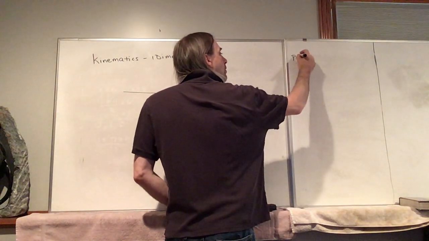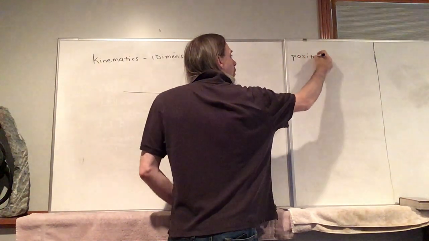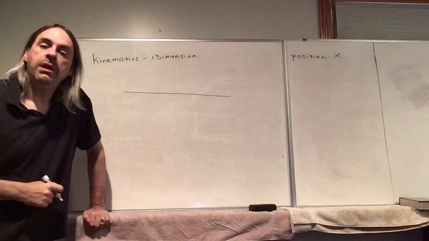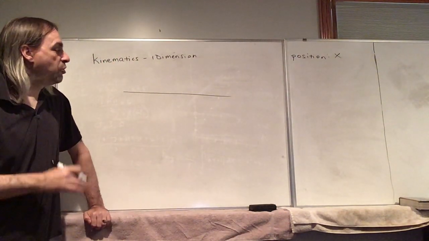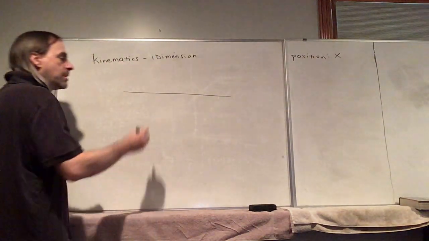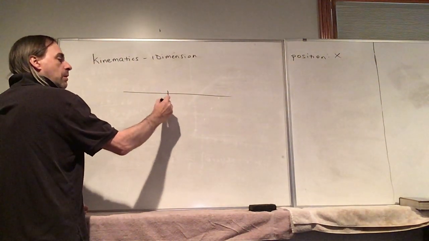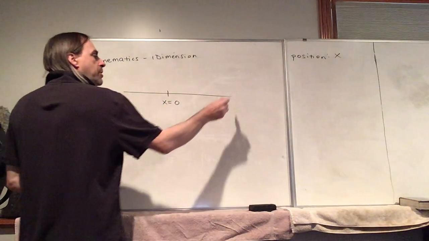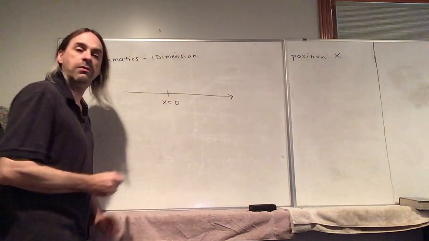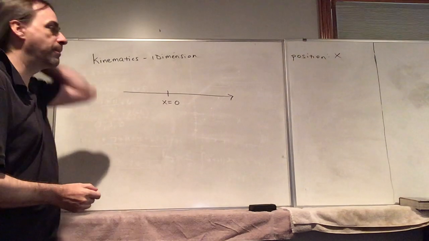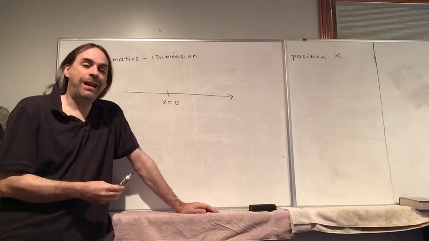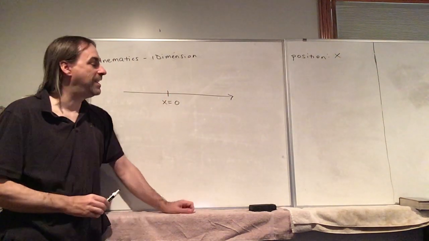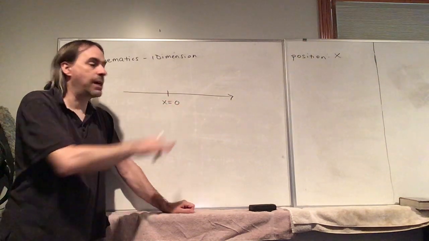So for position, we just use the variable x. Kind of fundamental to this, we first have to have a coordinate system in mind. So I drew a coordinate system, x equals 0, and just to be clear, let's say right is the positive direction. Now, it does not have to be that way. We can draw any coordinate system we want, and often we will draw different ones than just a horizontal line.